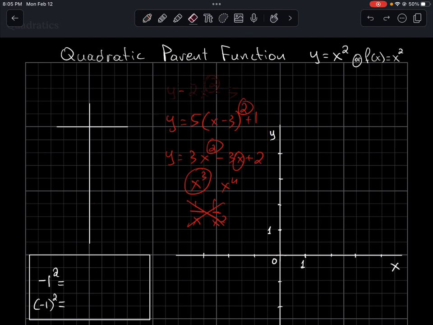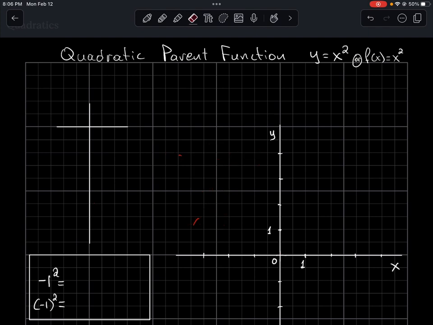Okay. Now, why is the parent function useful? It is useful because if we know the parent function and its graph, we can transform it and graph any quadratic in the universe. Alright, how do we find out what the parent function's graph is? We start with a chart. That would be the parent chart.